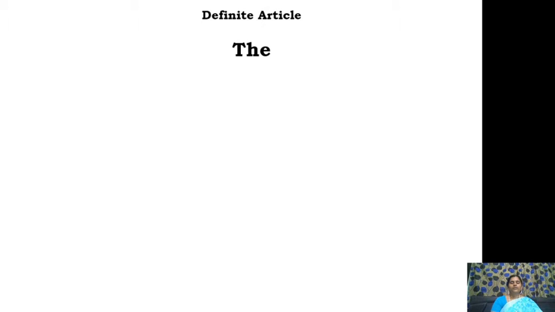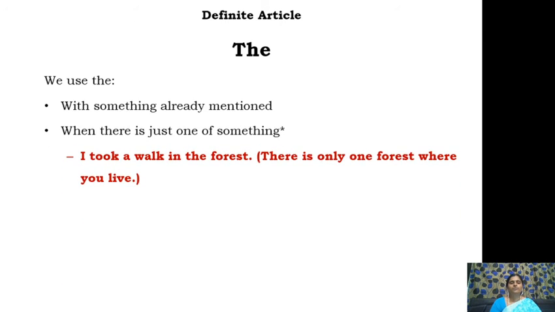And now when it comes to the uses of the definite article, we use the with something already mentioned. So if we mention something before and we are referring to the same thing for the second time, then we use the before that. And also when there is just one of something. If there is one of something, when it is specified, we use the before that.